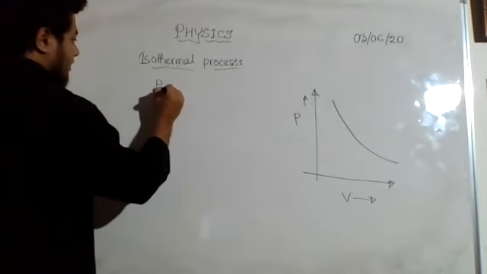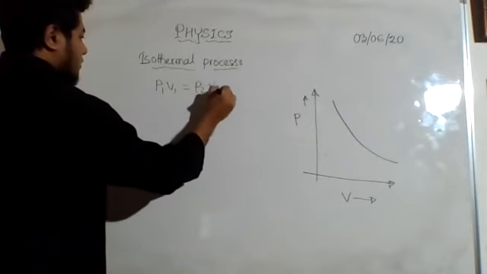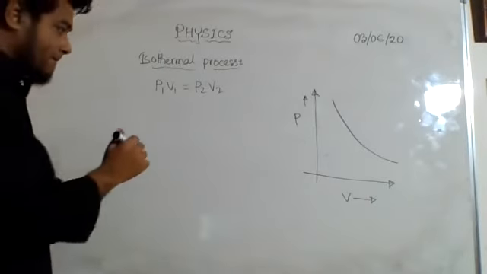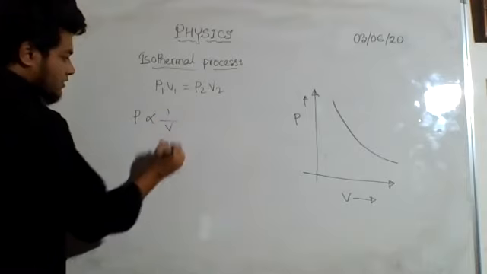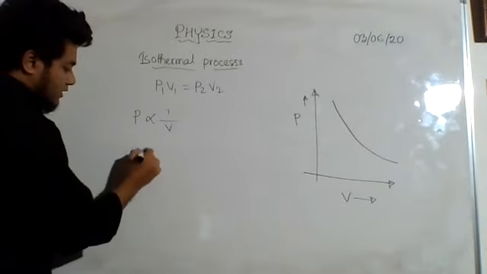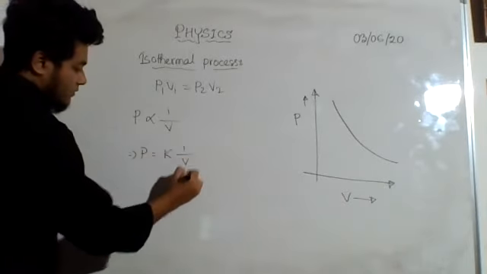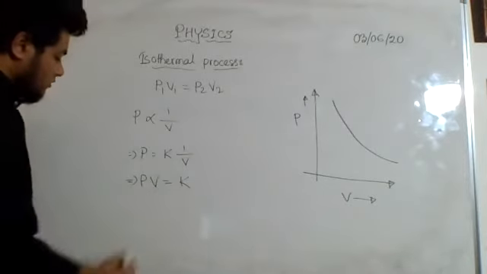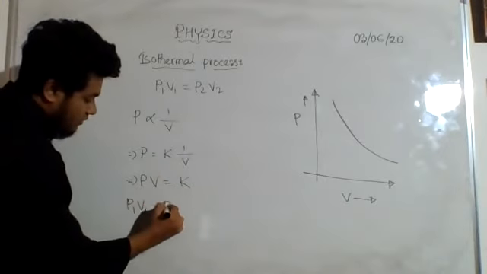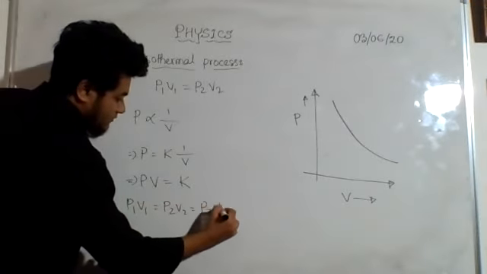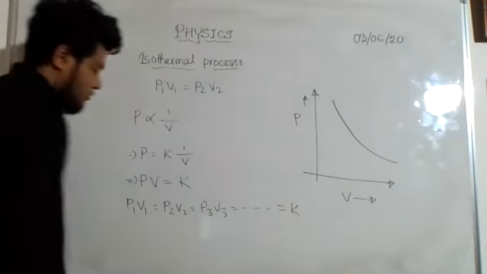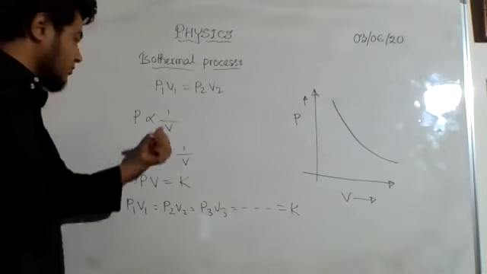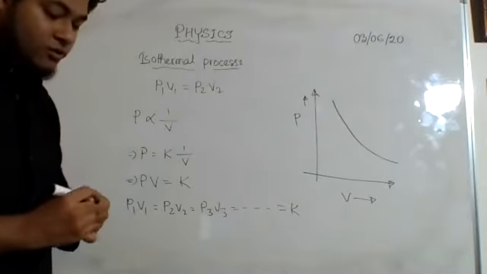For an isothermal process, I can write P1 V1 equal to P2 V2. Anybody forgot that we got this from Boyle's law? If you remember, we got from Boyle's law P is proportional to 1 by V. Then P was equal to K into 1 by V. So if I multiply by V here, PV is equal to constant. So P1 V1 equal to P2 V2 equal to P3 V3 is equal to constant. All of them are equal to each other. From there, I can write P1 V1 equal to P2 V2.